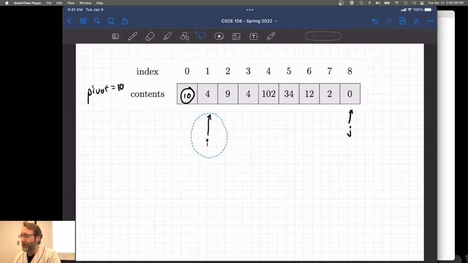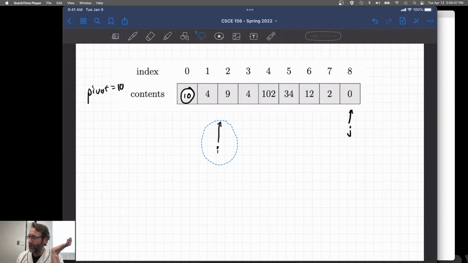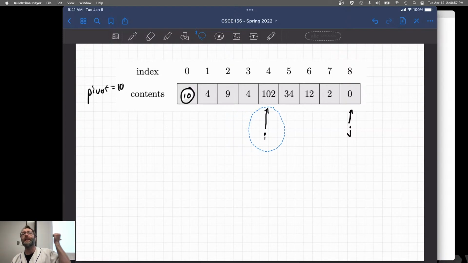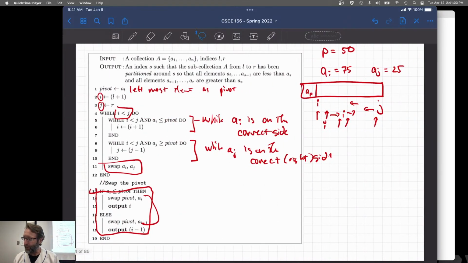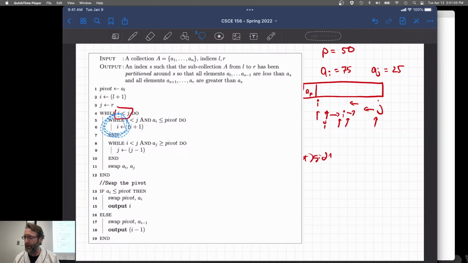So is 4 on the correct side? Remember, it's less than 10, so it needs to be on the left side. So I move over. Is 9 on the correct side? It's less than 10, so yes. 4 is on the correct side. 101, though, that belongs on the right side. So I stop incrementing my I. That's the first while loop right here.